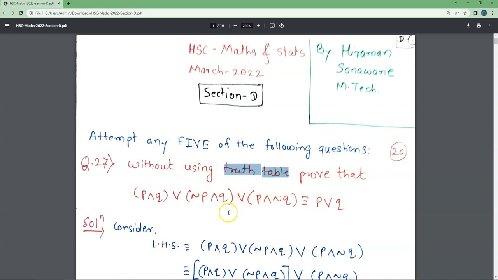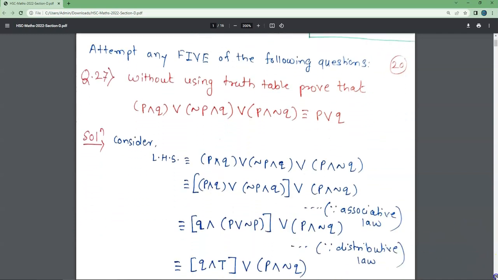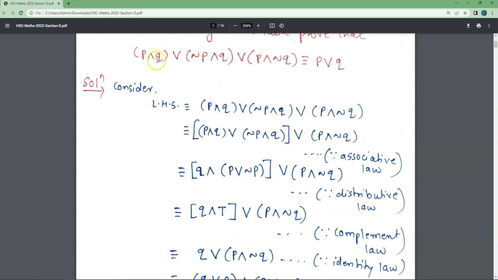We need to use some logic laws here. Now what are those logic laws? Let's take the LHS, solve it and get the RHS. म्हणजे LHS इक्वल RHS आपण दाखवूया. What is the LHS given? As is लिहून टाकलं मी, right? P and Q or negation of P and Q or P and negation of Q.